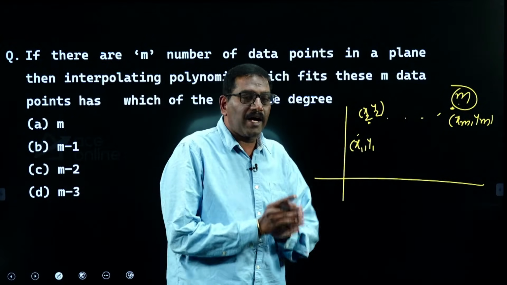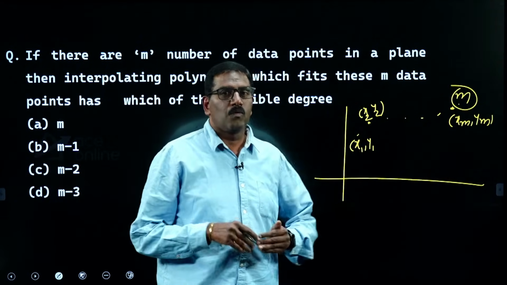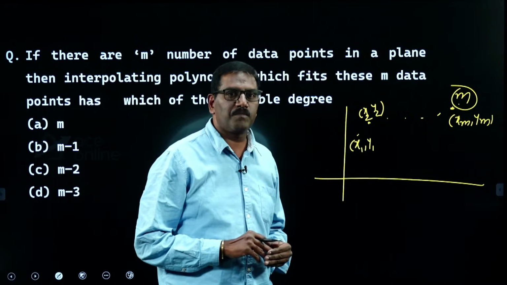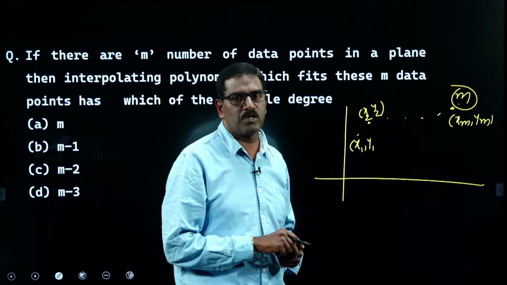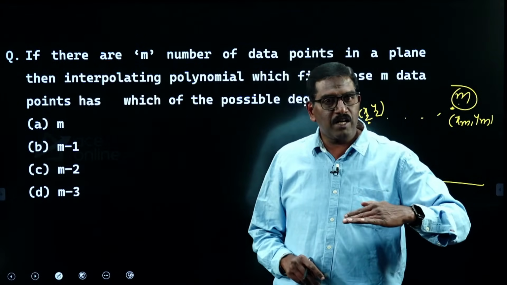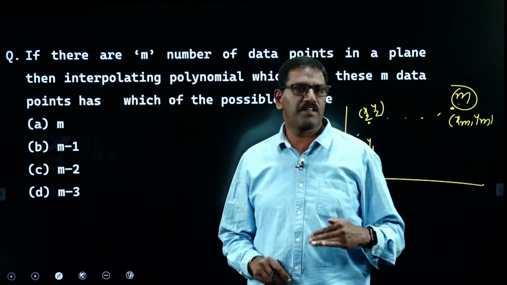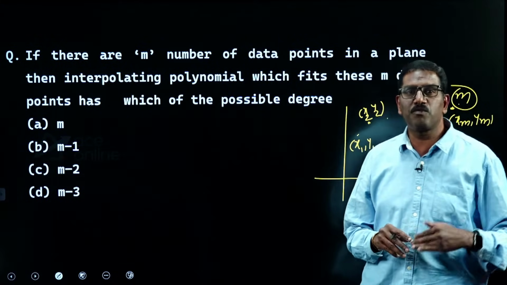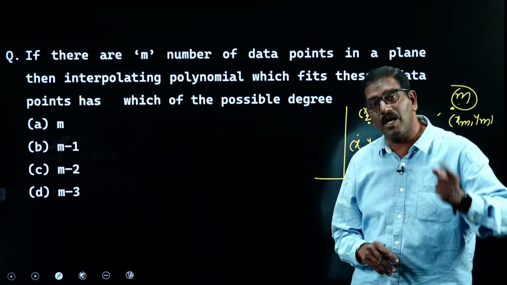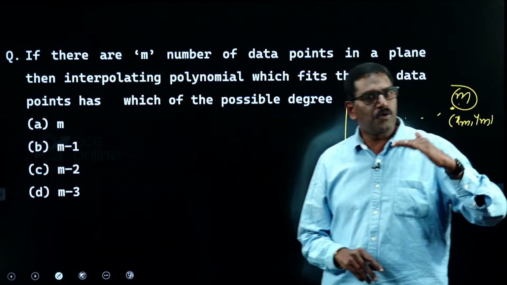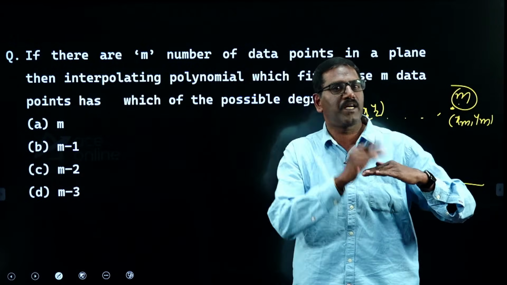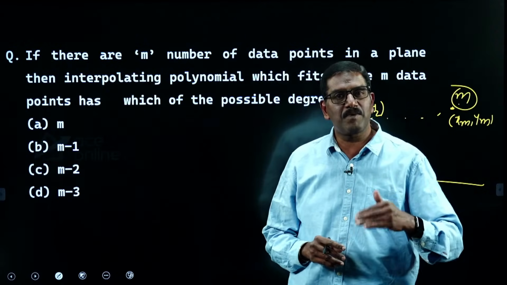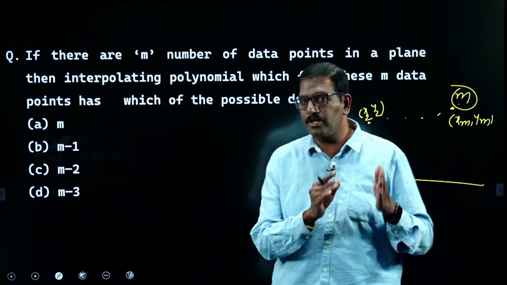If there are n data points in a plane, what is the best fitting polynomial which fits these given data points? This is the concept of interpolation, already you know. Suppose there are 4 data points in a plane, the best fitting polynomial which fits the 4 data points is a polynomial up to degree 3. 4 data points means the maximum degree of a polynomial is 3. 5 data points means the maximum degree is 4. Okay, already you know this concept.